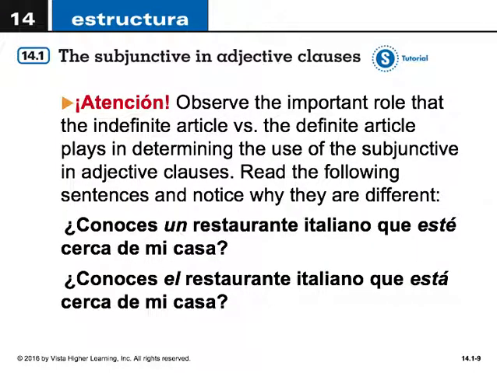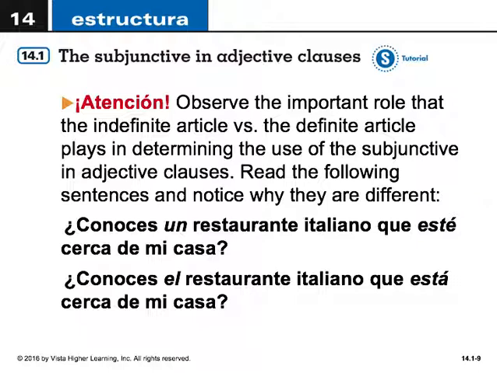It's important to observe that the indefinite article, which is un, una, unos, unas, versus the definite article, el, la, los, las, plays a pretty large role in determining the use of the subjunctive in adjective clauses. For example, let's look at why these are different. ¿Conoces un restaurante italiano que esté cerca de mi casa? Do you know a restaurant? Could be translated to any restaurant that may be close to my house. Versus, ¿conoces el restaurante italiano que está cerca de mi casa? Like, do you know that restaurant that is close to my house? We all know which one I'm talking about. I'm certain that it exists.